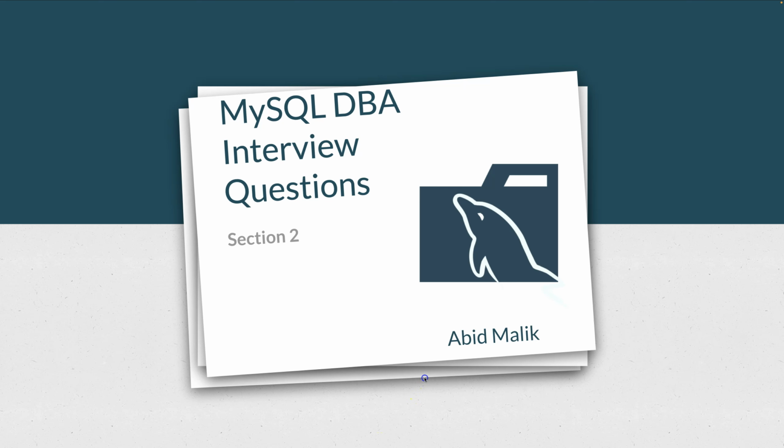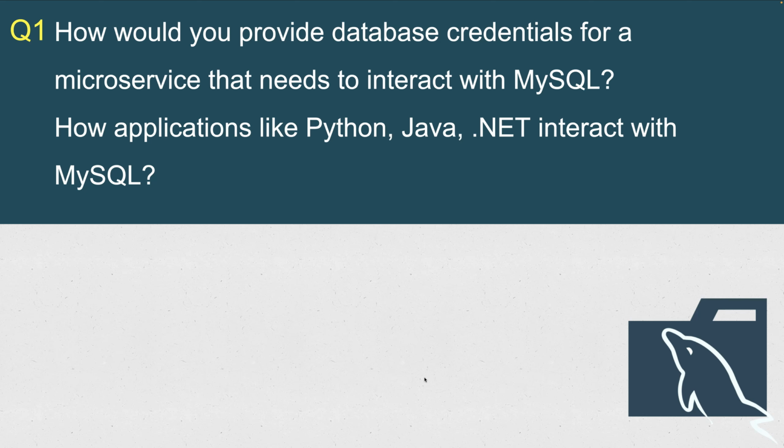So here we go. The first question. How would you provide the database credentials for a microservice that needs to interact with MySQL? What this really means is that you are a DBA in a company, they have microservices, and every application uses a different programming language like Python. Some apps are written in Java, some .NET, and they came to you and asked, how would you provide them the MySQL credentials? What things do you need to provide them, and where should they put this configuration so they can connect to MySQL?